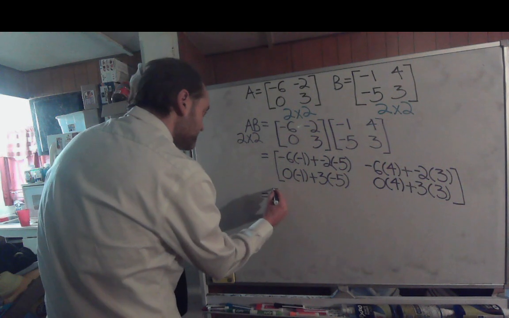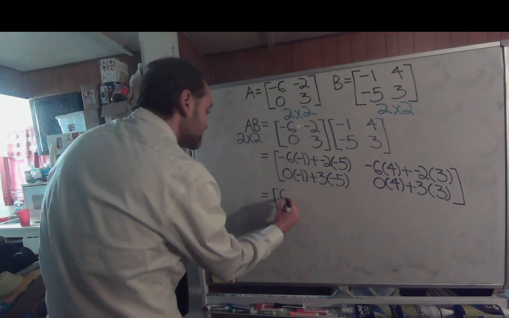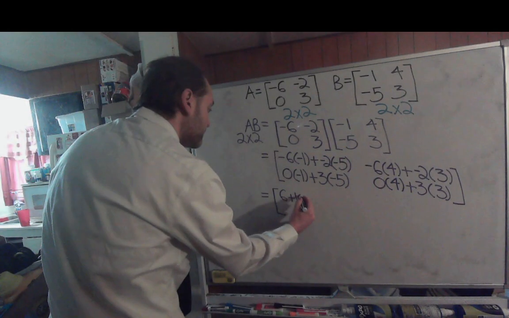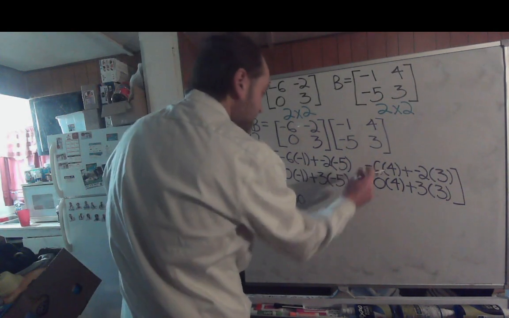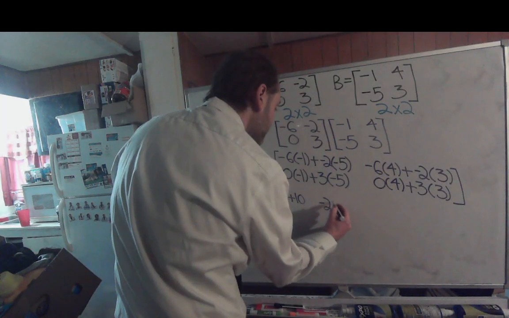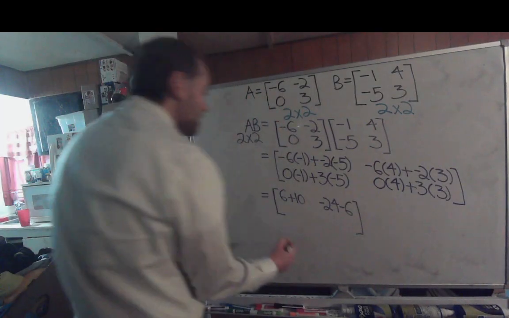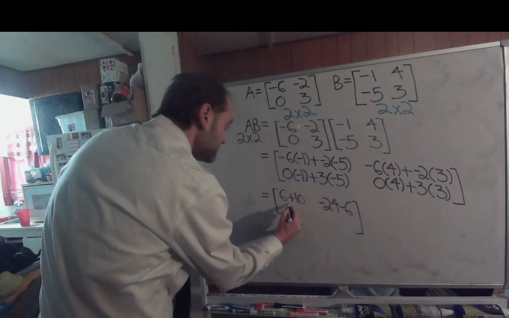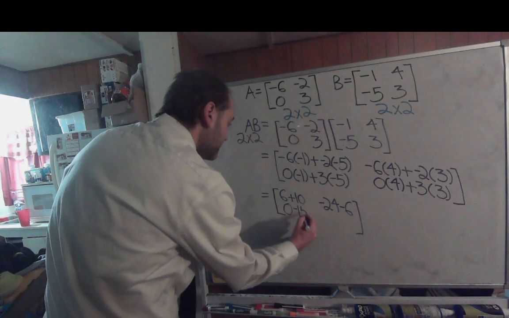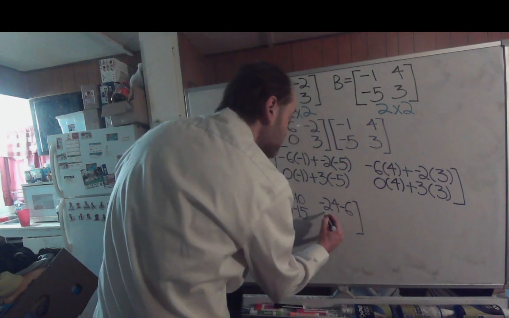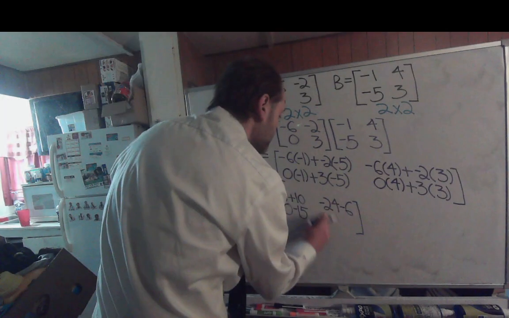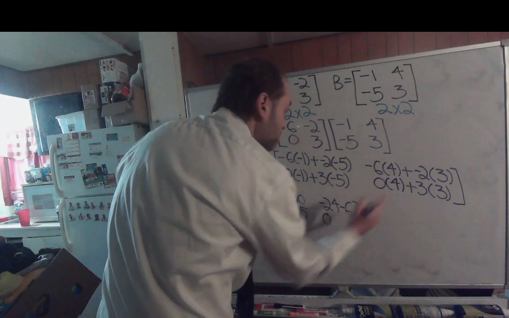which this will simplify into 6 plus 10 for the first number. Second number would be negative 24 minus 6. And then the third number would be 0 minus 15. Fourth number would be 0. 0 times 4 is 0. Plus 9.